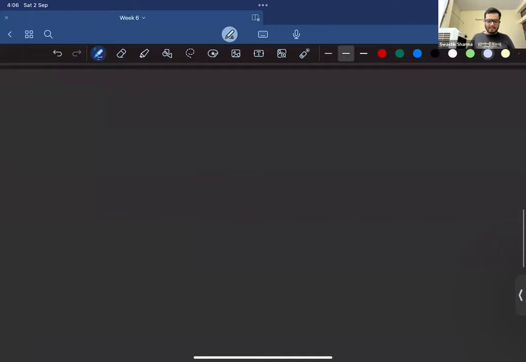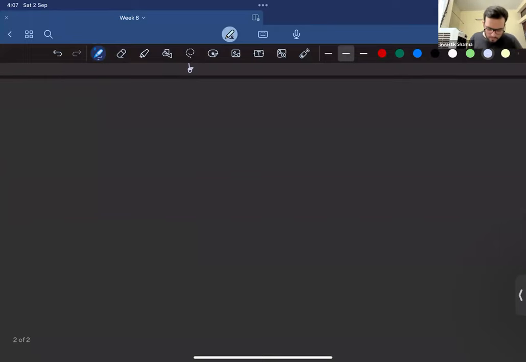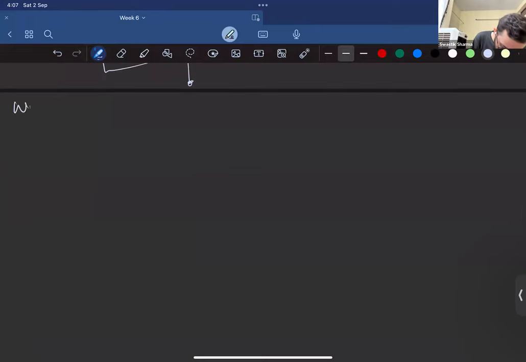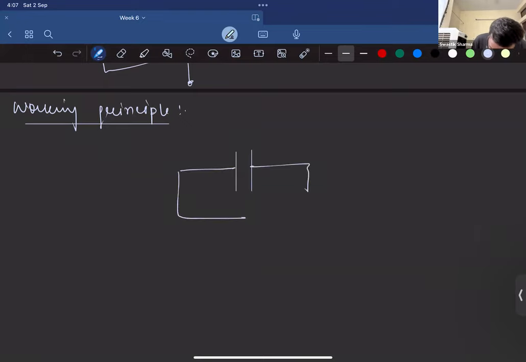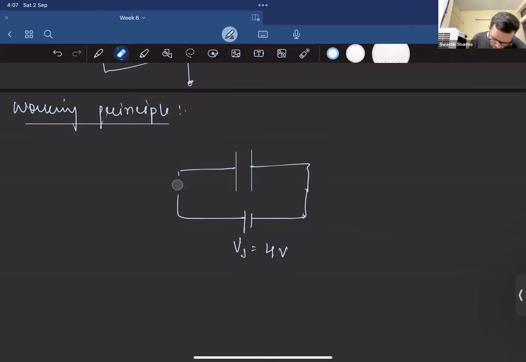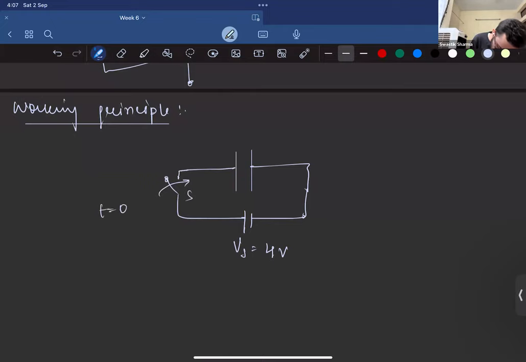Now, how exactly do they store energy? Let's find out the working principle. Let's say I have a capacitor which is being excited by some source. It's a DC source, some 4 volt source. And there's a switch between them, and at t equals zero, switch S is closed. So as soon as it is closed, what would happen? A current will start to flow in this direction, right?